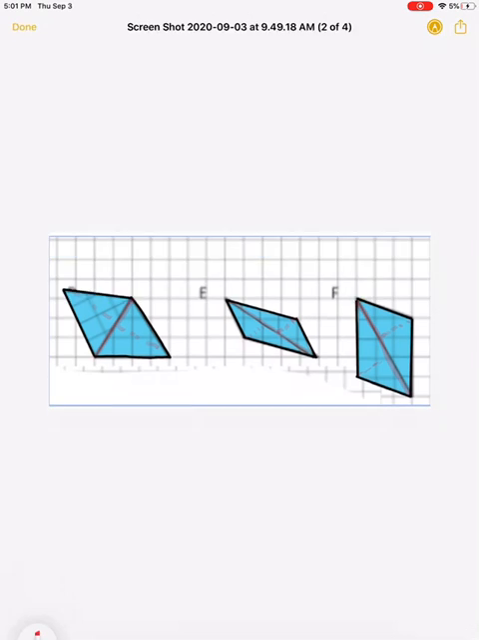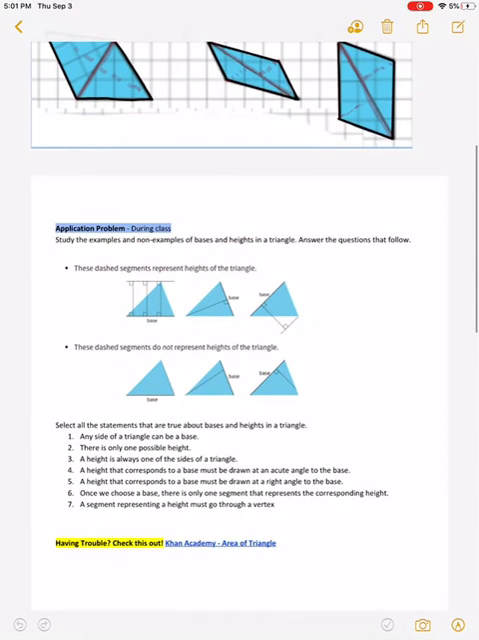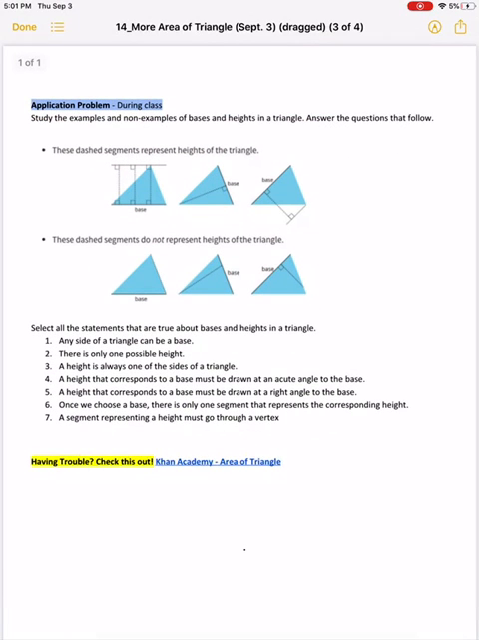The reason we start with this today is because we're going to build off that idea to both locate the base and the height and also understand how to find the area of a triangle. Here we can study examples and non-examples of bases and heights in a triangle and answer the following questions. These dashed line segments represent the height of a triangle. I'm just going to highlight the height that I see here.